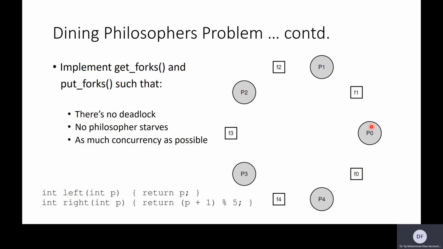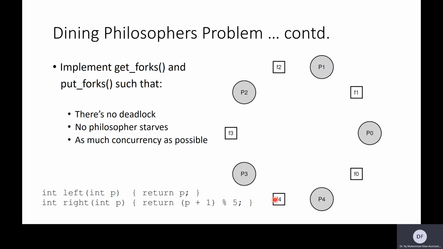So ultimately, p0 will be scheduled. It will try to acquire f1, which is being held by p1. So p0 will block. P1 will be scheduled. It will try to acquire f2, which is being held by p2. So p1 will block. P2 will be scheduled. It will try to acquire f3, which is being held by p3, and p2 will block. Okay? P3 will be scheduled.